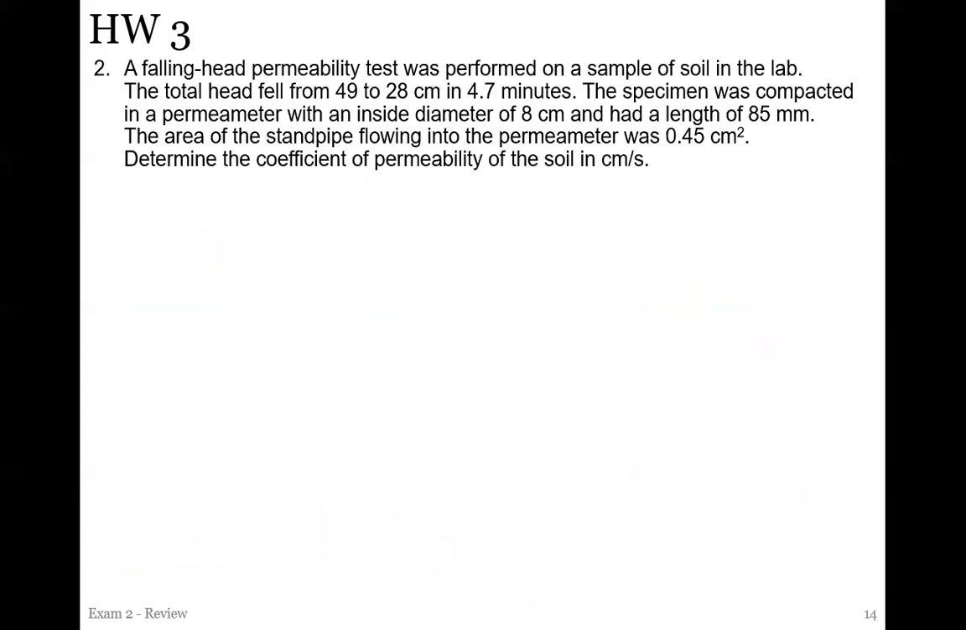Go to permeability. A falling head permeability test was performed on a sample of soil in the lab. Total head fell from 49 to 28. So first, right off the bat, this is a falling head permeability test. So we have the two types of tests, constant head and falling head. What type of soil would we use a falling head test on?